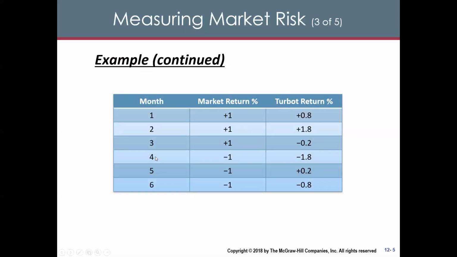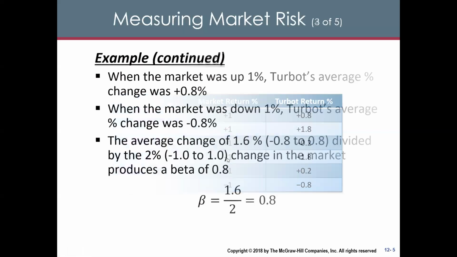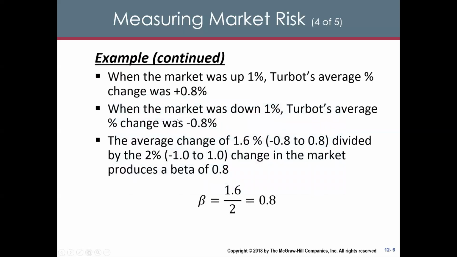Similarly, in the next 3 months, in months 4, 5, 6, the market return is negative 1% on average. The average return for Turbot is negative 1.8 plus 0.2 minus 0.8, divided by 3, which is negative 0.8%. So we can say when the market was down by 1%, Turbot's average change was negative 0.8%.